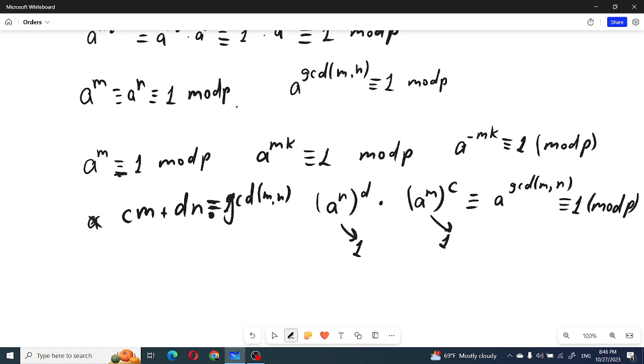Also, if we look at Fermat's little theorem, we can see that p minus 1 is always divisible by the order of a mod p. And we can always see that the order must be a divisor of p minus 1. Otherwise, Fermat's little theorem will not be correct.